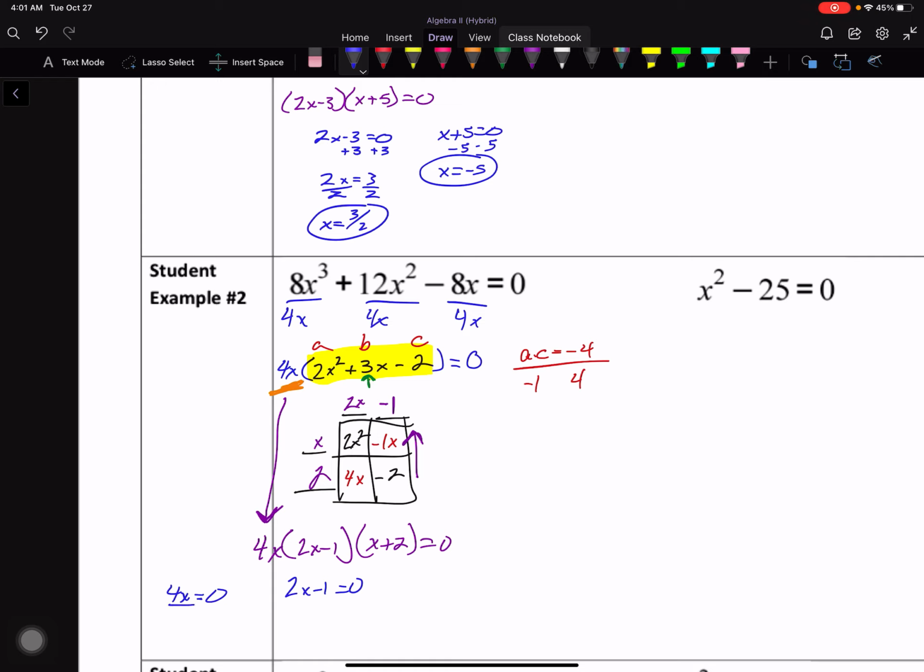So 4x equals 0, divide both sides by 4, x equals 0. So there we go. Now I can take my second factor, 2x minus 1, and set it equal to 0. So add 1, 2x equals 1, x equals a half. And then x plus 2 equals 0, x equals -2. And there you go. That is solving by factoring.